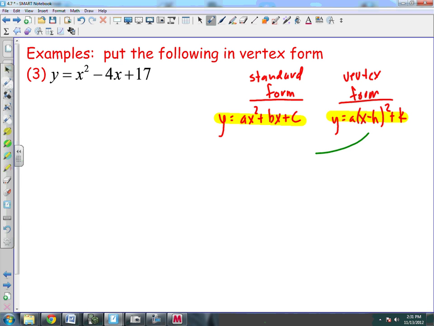We said let's take this and turn it into this. So now we're going to go backwards. We're going to go the other way and turn an equation in standard form into vertex form. Well, this process is called completing the square. So when I do this, it always starts with the same steps.